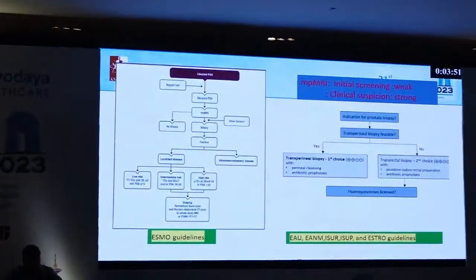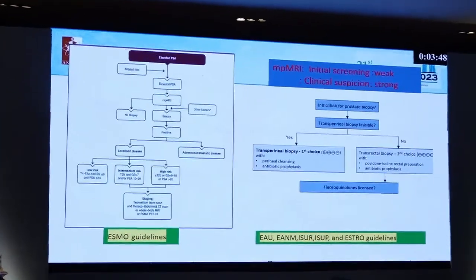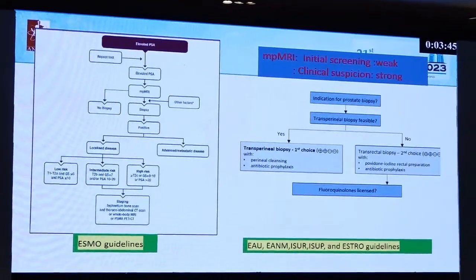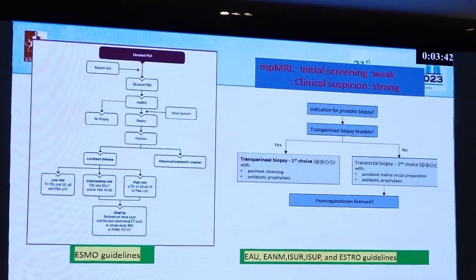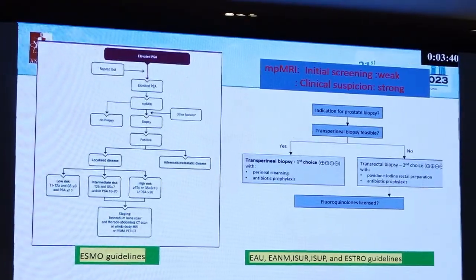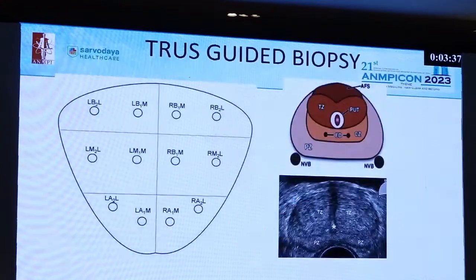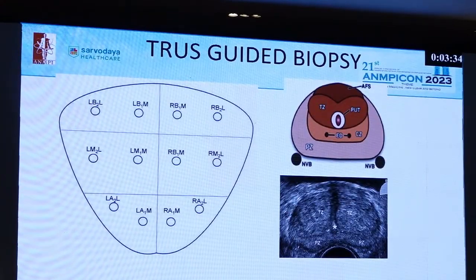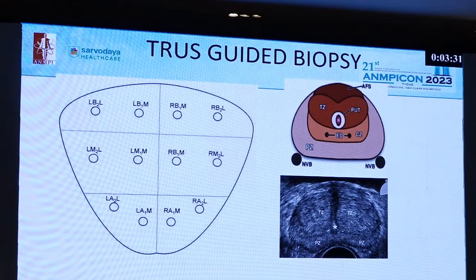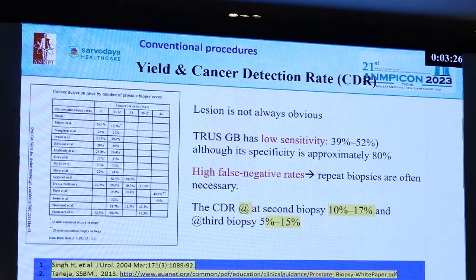According to ISMO guidelines and EAU guidelines, MPMRI should be done upfront before biopsy in a patient suspected of prostate cancer with rising PSA levels, and after that the biopsy should be planned. In TRUS-guided biopsy, a 12-core biopsy is done from both lobes. If we are doing it under MPMRI, we take 12 cores along with one biopsy from the lesion described on MPMRI. The yield of the transrectal biopsy is around 50%, and even a repeat biopsy has very little chance of picking up the lesions.